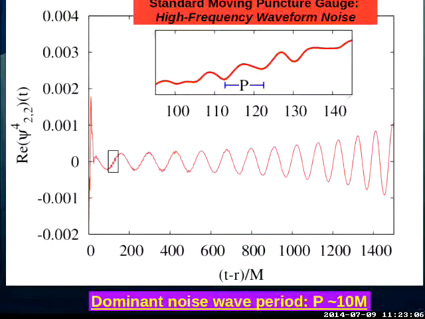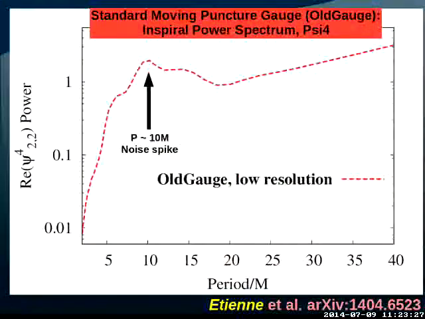When we do a Fourier analysis of the inspiral waveform, we see two strong spikes, one corresponding to the physical gravitational wave, which you can see has a wave period of about 100 m, and another corresponding to the noise with wave period of about 10 m. Now let's take a look at this power spectrum, zooming in on the noise. Notice a spike at the dominant noise wave period of about 10 m. Again, there's another spike corresponding to the physical gravitational wave, but that's at a period of about 100 m, way off to the side of this plot, not shown. This is from our low resolution run.